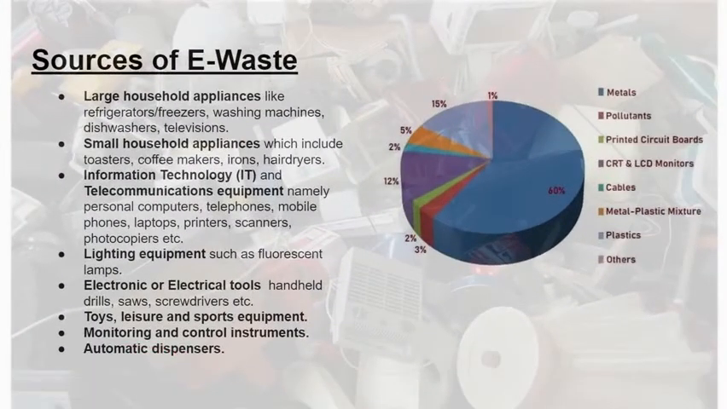Some sources of e-waste are large household appliances like refrigerators, freezers, washing machines, dishwashers, and televisions. Small household appliances, which include toasters, coffee makers, irons, dryers, hair dryers, and light bulbs.